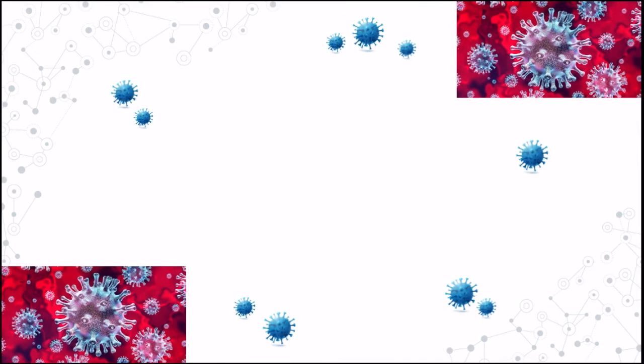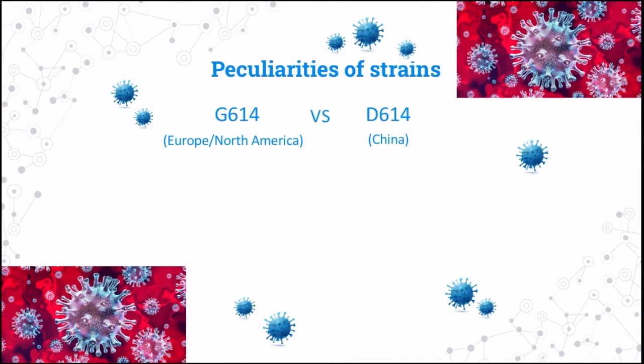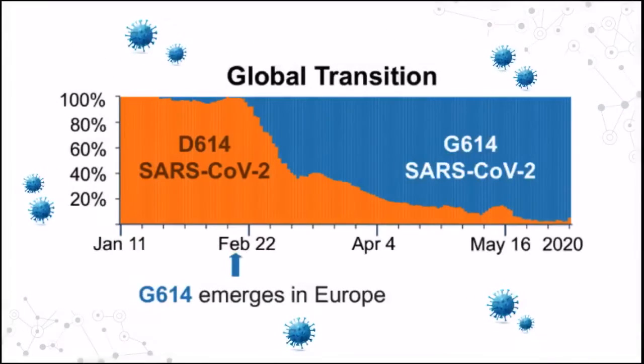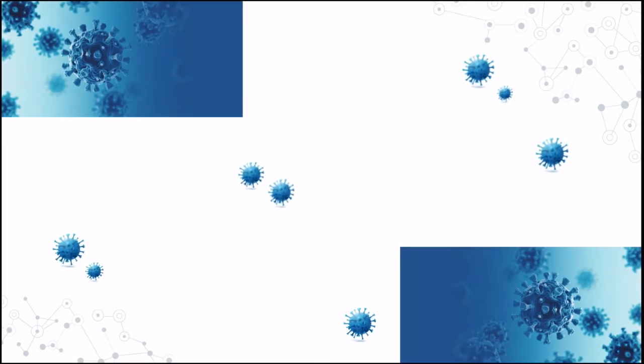Due to the mutation, these two strains have different characteristics. The G strain is more transmissible and stable than the D strain. However, there is no difference in the disease severity. Often the slides show that since the emergence of the G614 mutation, the number of cases of this mutation has exponentially increased, and to date it causes a vast majority of COVID cases.